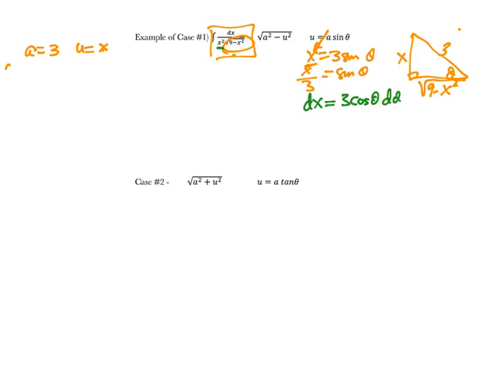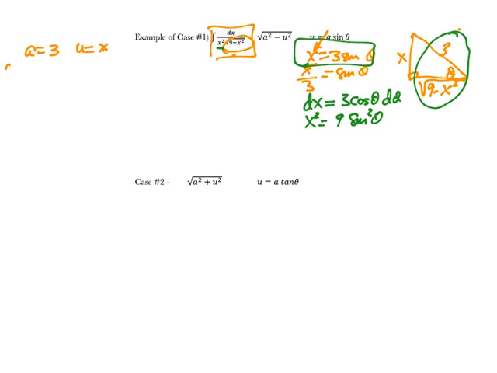I also notice that I need an x squared. Well, I have an x, so I can find x squared. x squared would be 3 squared sine squared theta, or 9 sine squared theta. And then I have this square root of 9 minus x squared. So I look to my triangle.